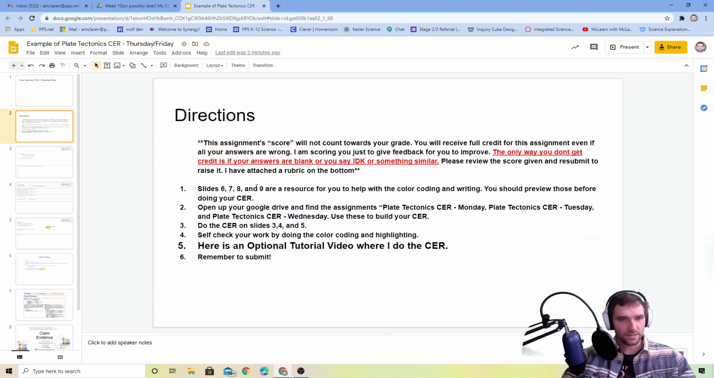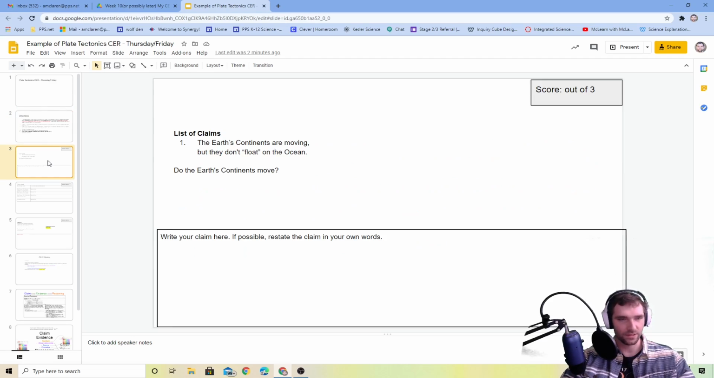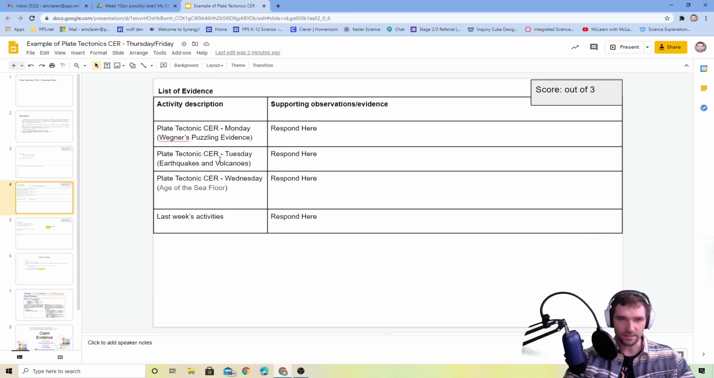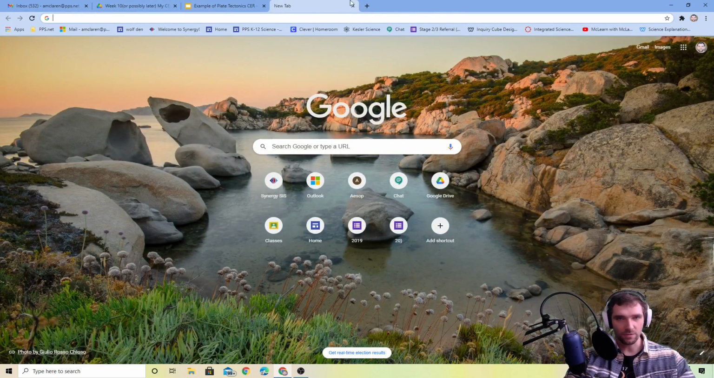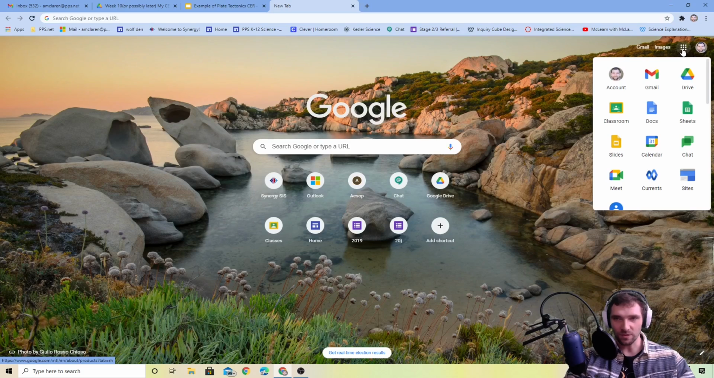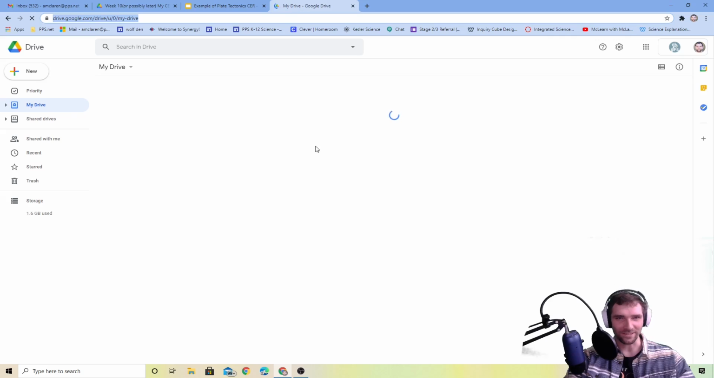Okay, so I just went over those slides at the end. We need to pull up a number of different assignments from this week, and those are going to be our pieces of evidence. You might be able to also use other pieces of evidence, but that's going to be our first primary source. So if you look here, these are three things that we need: the plate tectonic CER Monday, Tuesday, and Wednesday. There's a number of ways you can get to that, but if you open up a new tab, you go to the little waffle iron here. I know a lot of people call it that, and I love the waffle iron name.